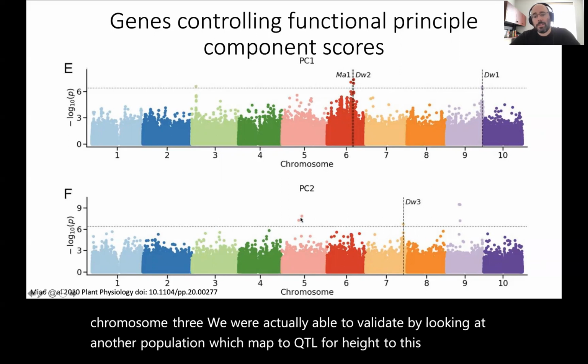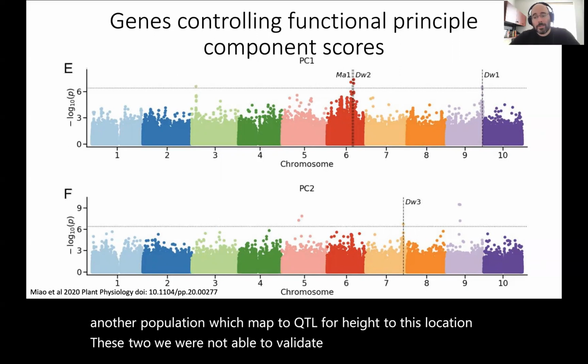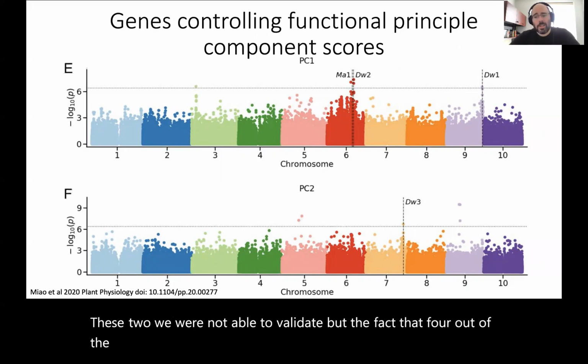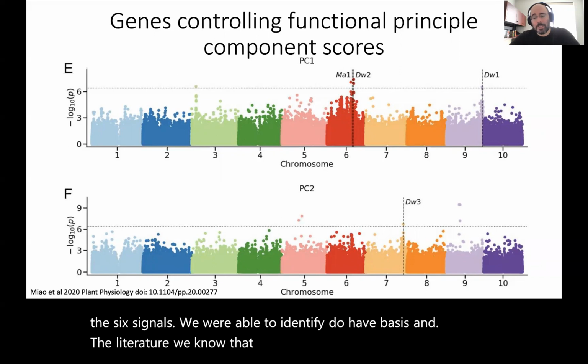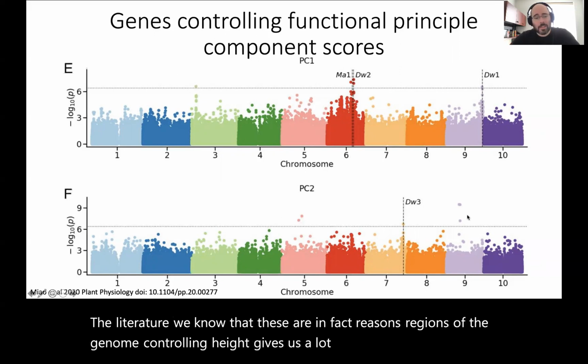These 2 we were not able to validate, but the fact that 4 out of the 6 signals we were able to identify do have basis in the literature. We know that these are in fact regions of the genome controlling height, gives us a lot more confidence in the remaining 2 signals.